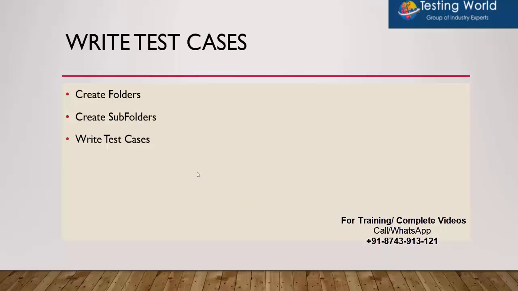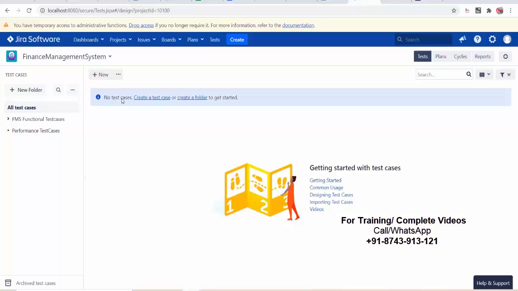So previously we have seen how we can start writing test cases, means first of all we have created a folder and subfolder. Now I'll show you how we can write test cases. For that, I'll just go there in JIRA, and select which folder you want to use for writing the test case. So I want to write test cases for this login functionality. So I'll just go to the login functionality, and here you have the option to create a test case.